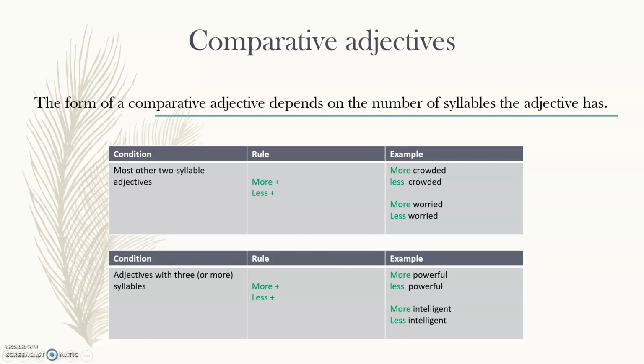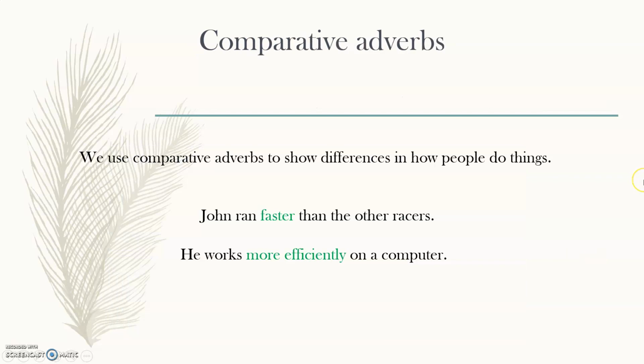So for most other two-syllable adjectives, we can also use more or less. So more crowded, less crowded. More worried, less worried. Adjectives with three or more syllables are the same thing. We use more or less. So more powerful, less powerful, more intelligent, less intelligent. Okay, good.